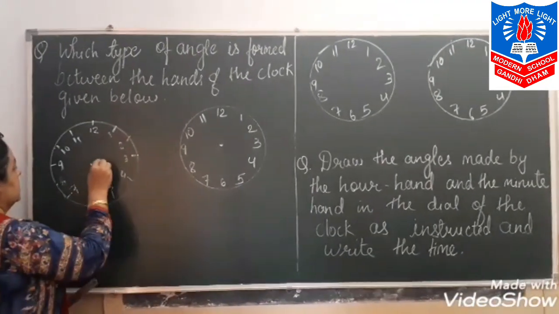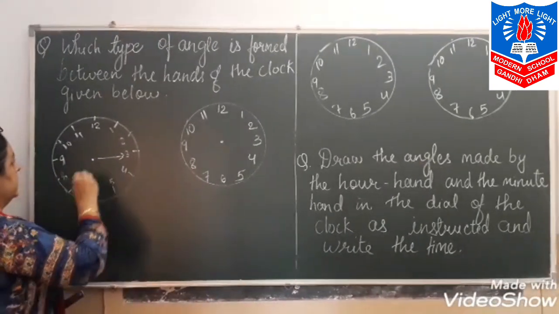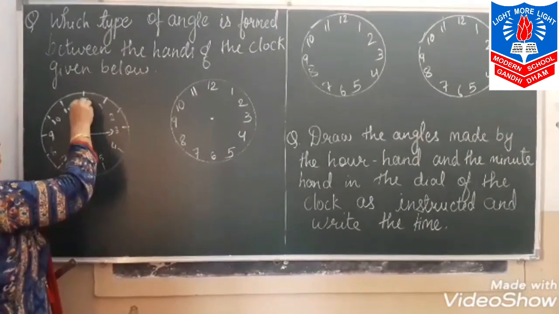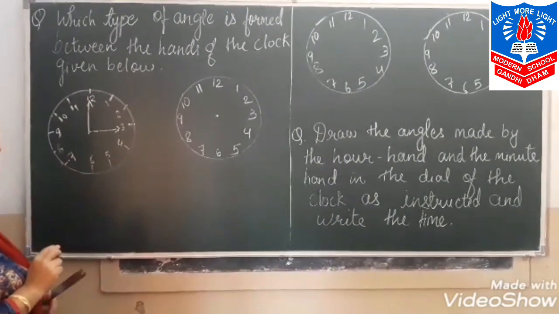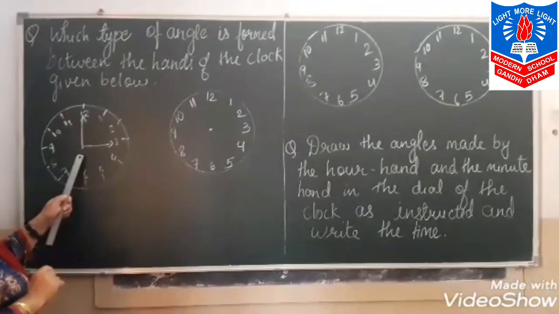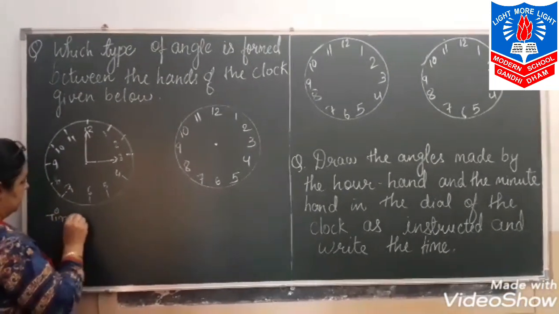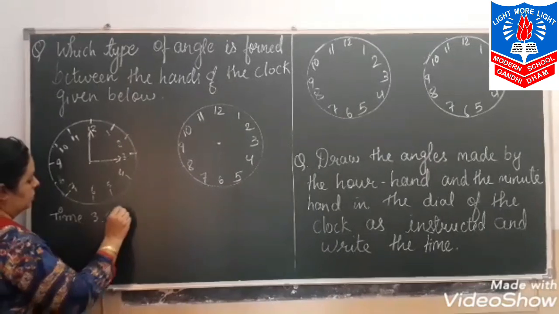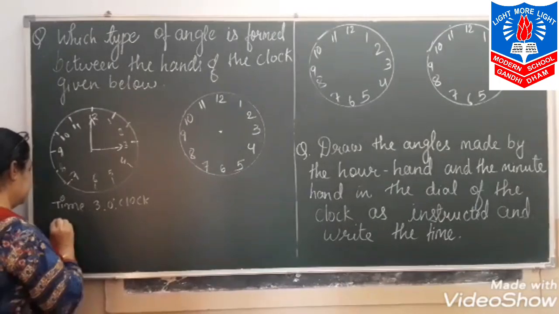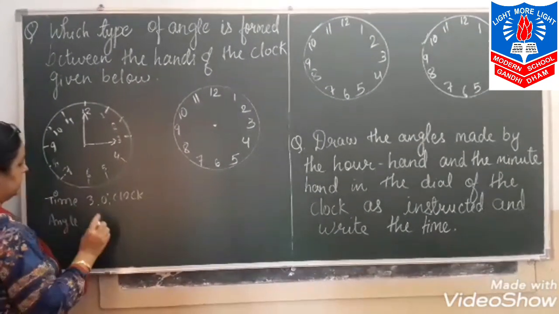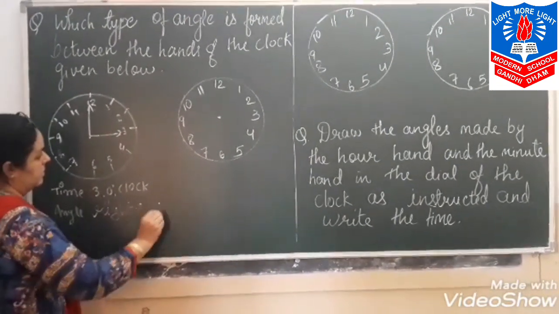First, suppose here the hour hand is on 3 and the minute hand on 12. Yesterday I explained the L shape, it means a right angle. At 3 o'clock, a right angle is made. So I write here time: 3 o'clock, and angle, types of angle, here I write angle: right angle.